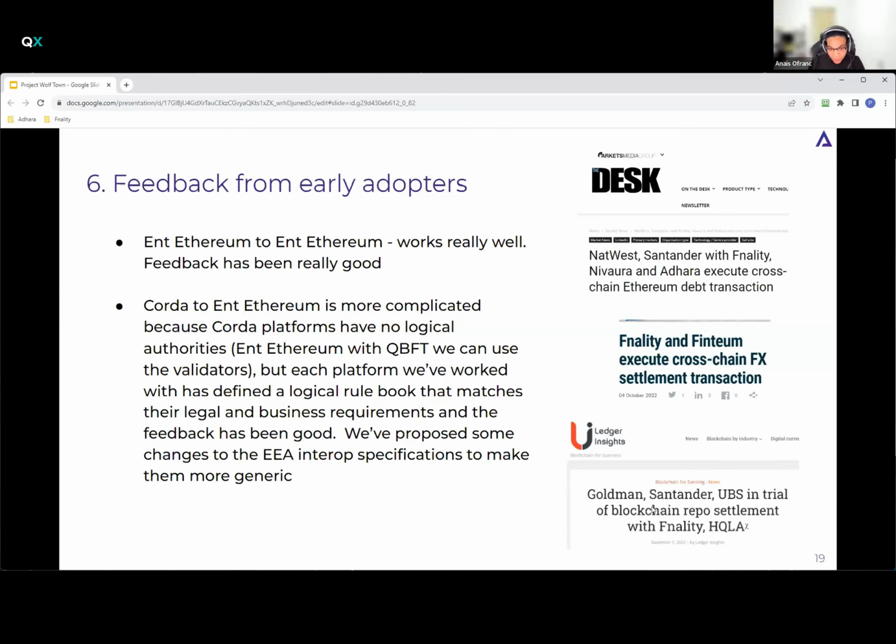And then more recently, Goldman, Santander, and UBS did a trial with a repo settlement with Finality and HQLAx, High Quality Liquid Asset exchange, which is a repo exchange that's owned by Deutsche Börse. So these are not just theoretical examples; these are being used in real world scenarios. And these are the ones that are public. These are what we would call backed by settlement tokens or interbank tokens, typically backed by central bank money.